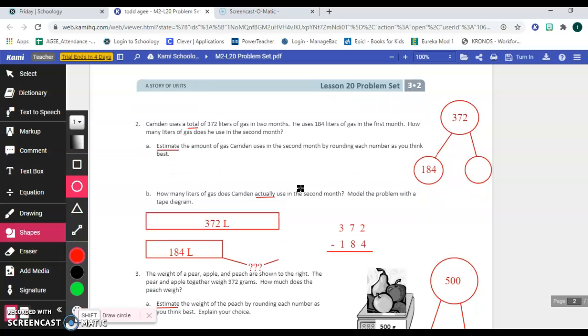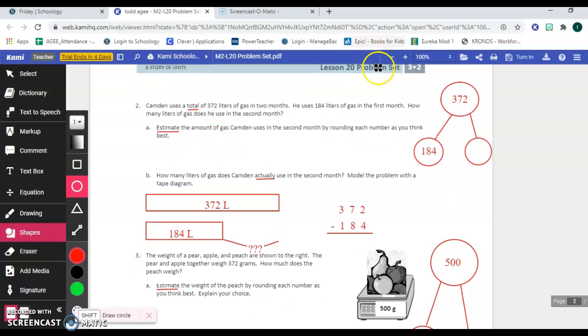Okay, so the big idea here is we're taking our word problem, mapping it out using math drawings and making sense of it the best that we can with those drawings and models and whatever strategies we've been working on. So in number 2, Camden uses a total of 372 liters of gas in 2 months. He uses 184 liters of gas in the first month. How many liters of gas does he use in the second month?